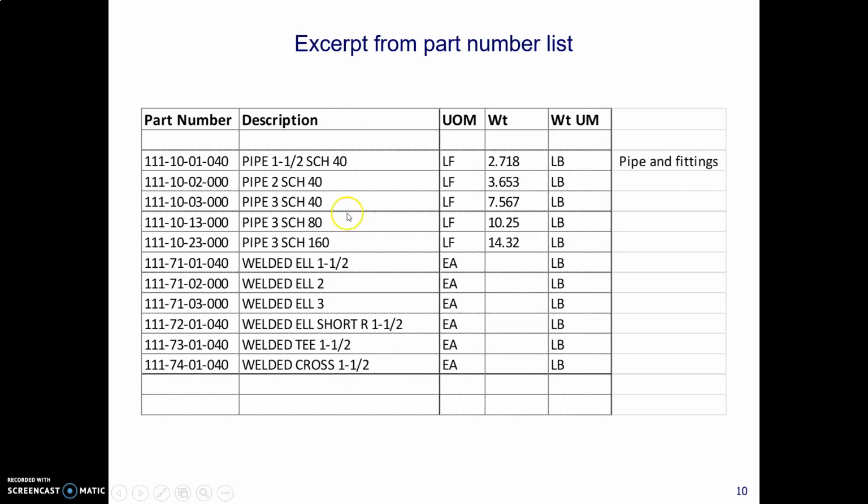And again, here's this close-up of our part number list. So if you are listing a fitting, here's the part number for your elbow, your 1.5" welded elbow, and we see its unit of measure is each, so no point putting a length in our bill of material. There you go.